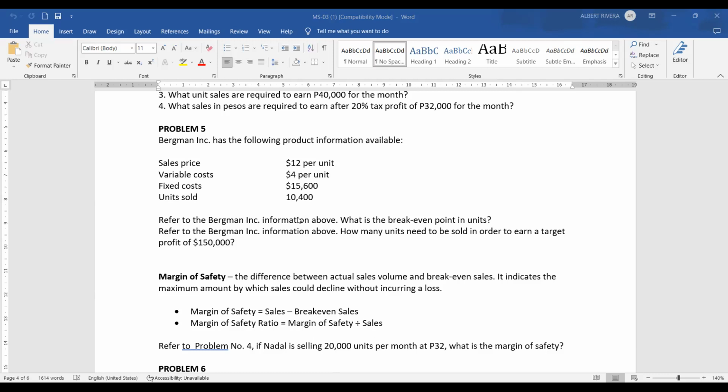Okay, so problem 5, solve for the two requirements, the break-even point in units, and the units required to earn the target profit of 150,000. Your time starts now.